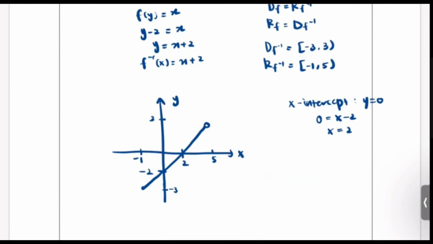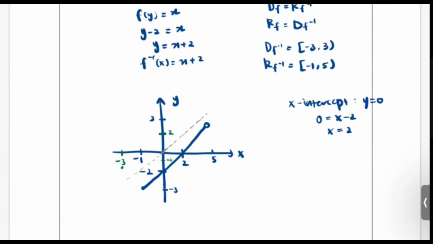Sekarang dia nak kita reflect pada y equals to x, which is this one. Jadi dia akan reflect. So apa yang akan berlaku? Yang negative 1, negative 3 close ni, dia akan jadi negative 3, negative 1. Okay. So negative 3, nilai y, dia akan jadi nilai x. Nilai x, dia akan jadi nilai y. So negative 1 adalah ini. Okay, kemudian dia intercept pada 2. So this one adalah 2.